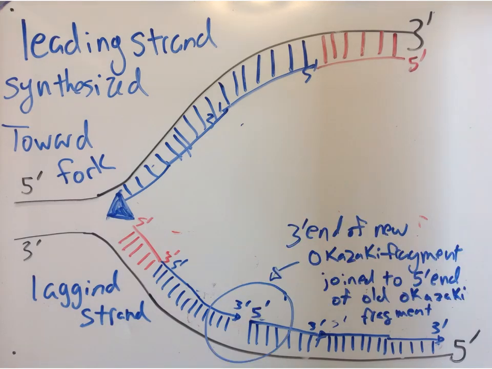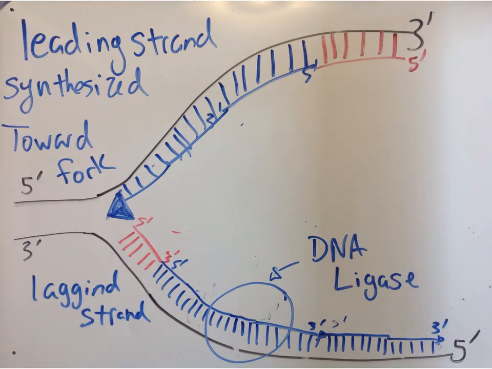To join these two pieces of DNA together, we need a different enzyme that's going to join the 3' end of the new Okazaki fragment to the 5' end of the old Okazaki fragment. The enzyme that accomplishes this is called DNA ligase.